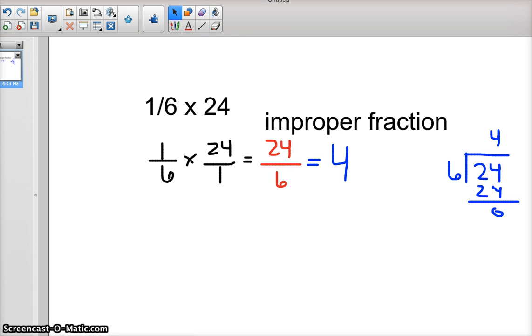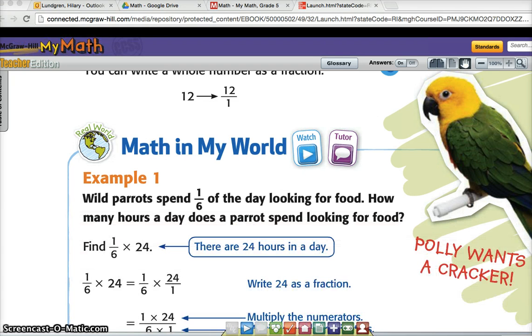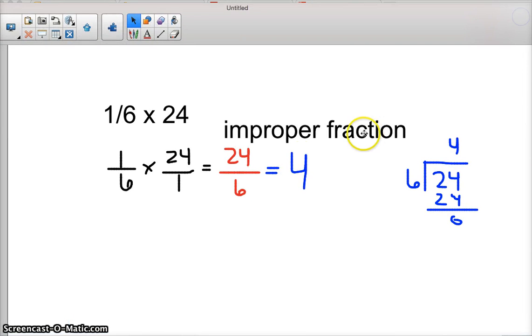So if we go back to our word problem, which says wild parrots spend 1/6 of the day looking for food. How many hours a day does a parrot spend looking for food? Well, after solving, we know that a parrot spends 4 hours of its day, because in 24 hours, one day, 1/6 of that time is spent looking for food, which is equivalent to 4 hours.